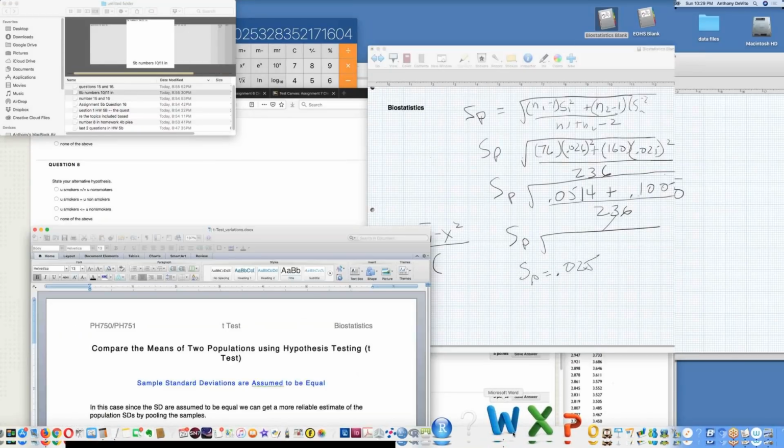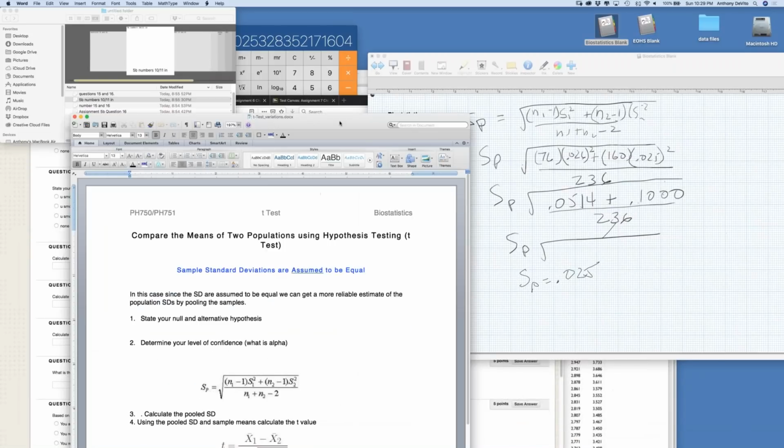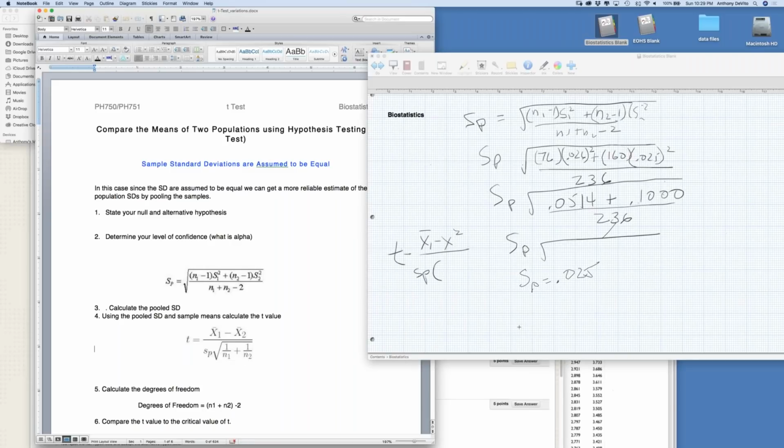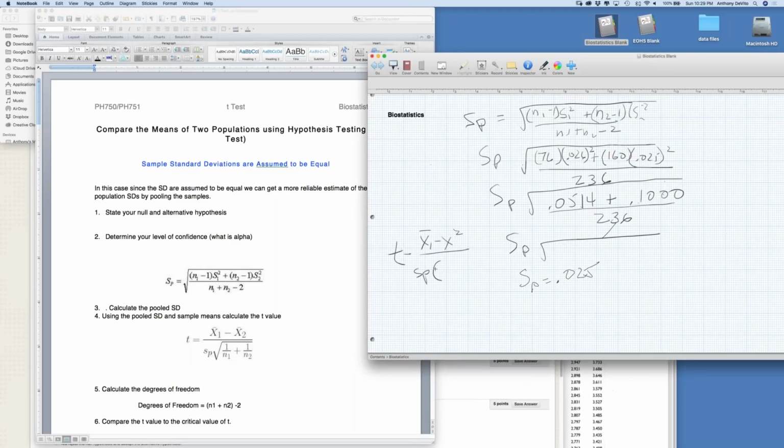Here it is. So what is our standard error? Our standard error is everything that's underneath here. So it's our pooled standard deviation times the square root of 1 over n1 plus 1 over n2. That's going to be equal to the pooled standard deviation times the square root of 1 over n1 plus 1 over n2. Okay, that is our standard error down here.